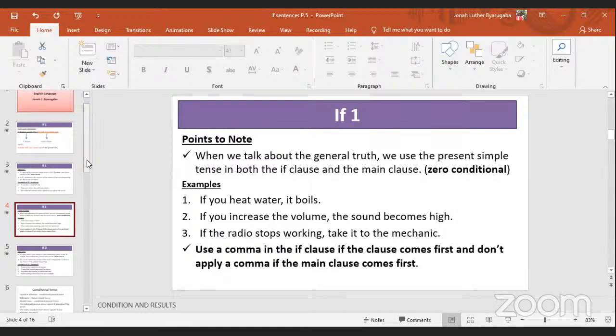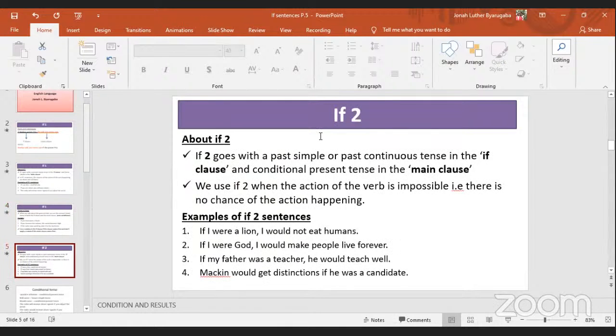They are just definite. There is no condition to be met. It actually happens once the other one is done. So that is called the zero condition because there is no condition there. So let's get to if two, if you permit me.